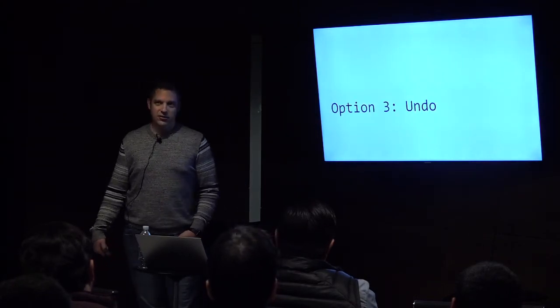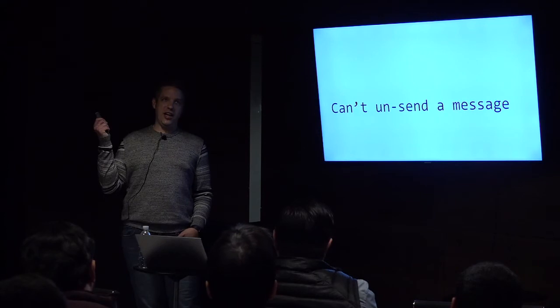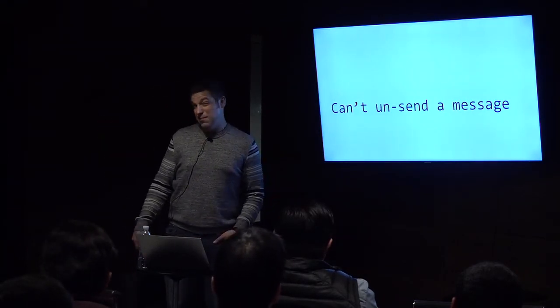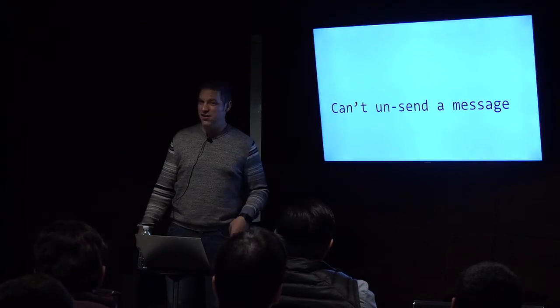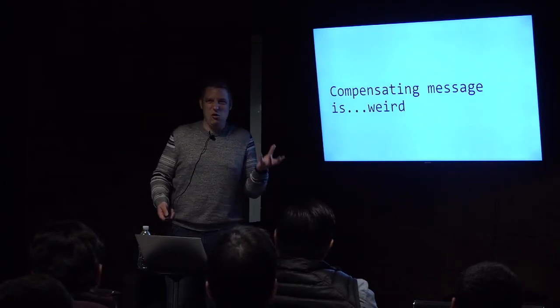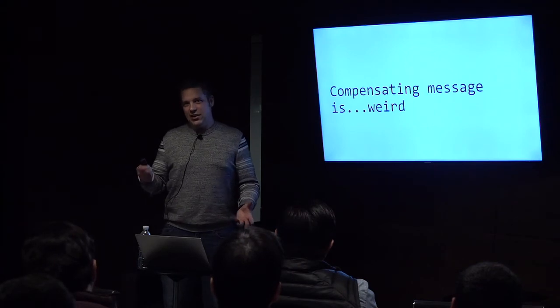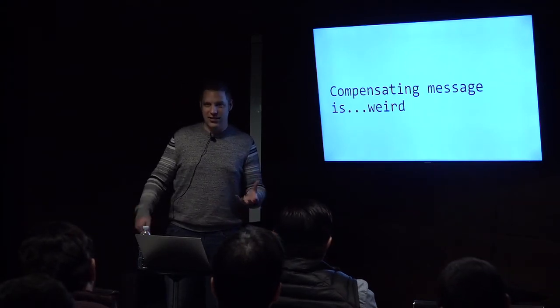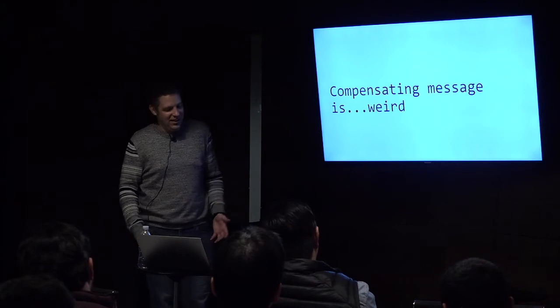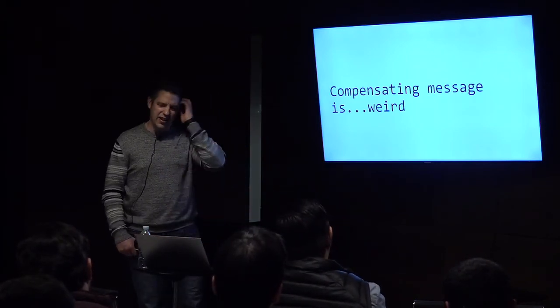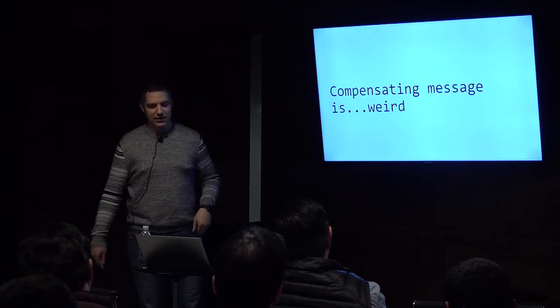Option 3, undo. Again, you can't unsend an email. You can't unsend a message. And unlike email, where you can have an apology email, with this one, there's no, what do you do? Like, order accepted. Next message, actually, never mind. Order not accepted. Oops. It'd be really, really strange to have this kind of thing in there. It just doesn't make any sense.